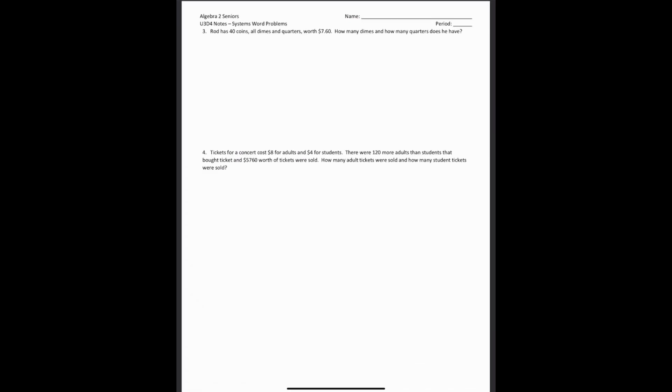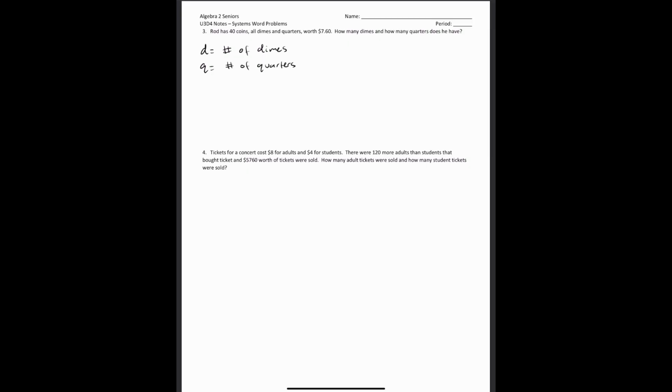Number 3. Rod has 40 coins, all dimes and quarters, worth $7.60. How many dimes and how many quarters does he have? So the goal here is to figure out how many dimes and how many quarters this person has. But the first thing that we need to do is define our variables. So we're going to say D represents the number of dimes, and Q represents the number of quarters.